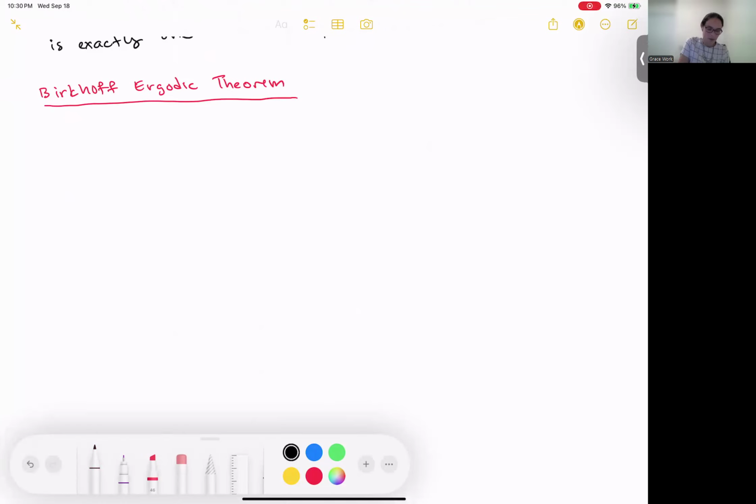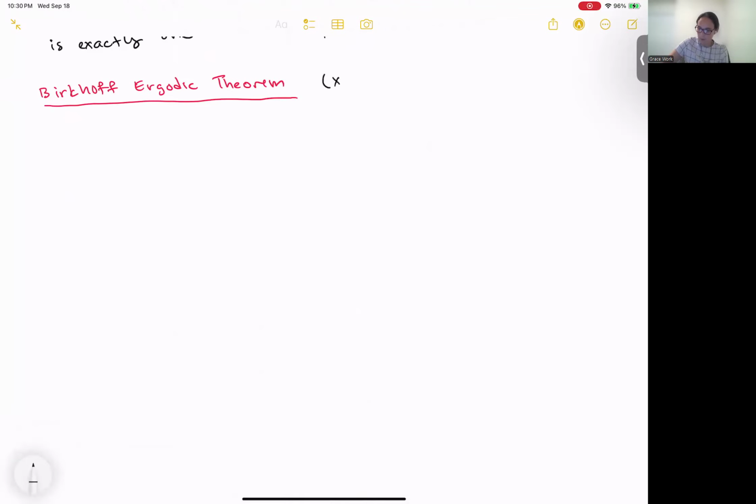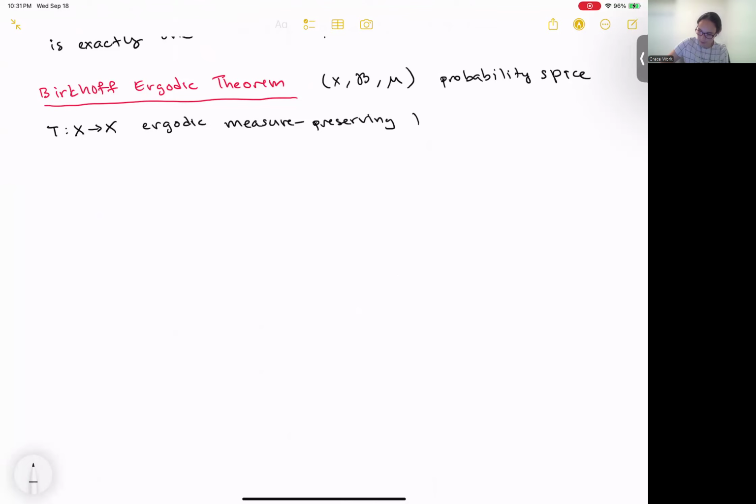Okay. So for the Birkhoff ergodic theorem, we again have a probability space. We have an ergodic measure preserving transformation T from X to X, ergodic measure preserving transformation.